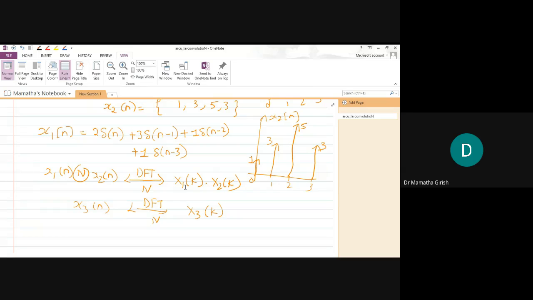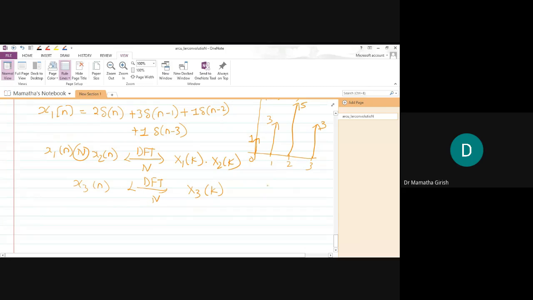That's all fine. The direct way of getting the DFT for a given sequence x1 of n, please hear this sentence carefully: the DFT of the given sequence x1 of n can be obtained directly, provided x1 of n is represented as a sum of weighted impulses. We have done this. What is x of n? X of n is said to form an n-point DFT pair with x of k.